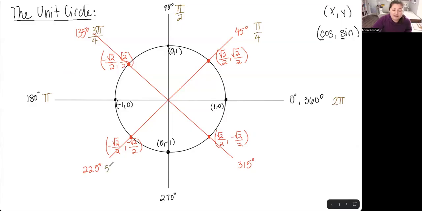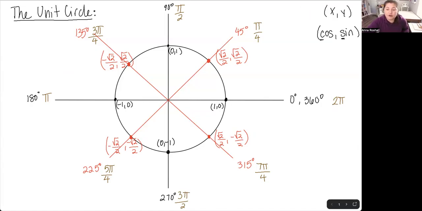Down here, we're going to continue into 5 over 4. This would be 6 over 4, but 6 over 4 can translate into 3 over 2. And then I have 7 over 4, and then I have 8 over 4, which is exactly the same as 2. So these are my 45-degree angles.